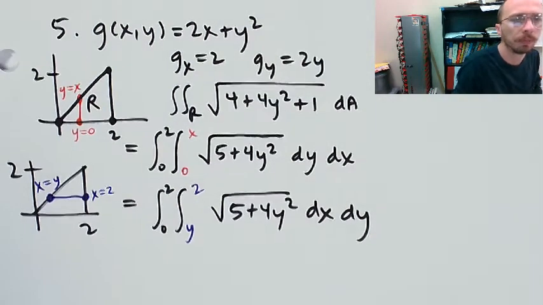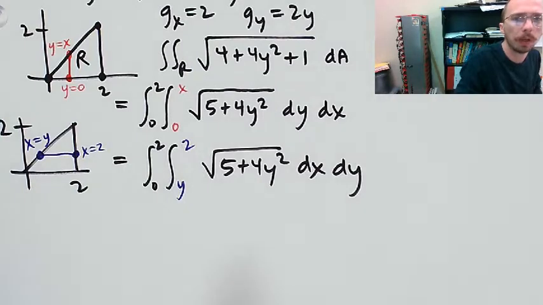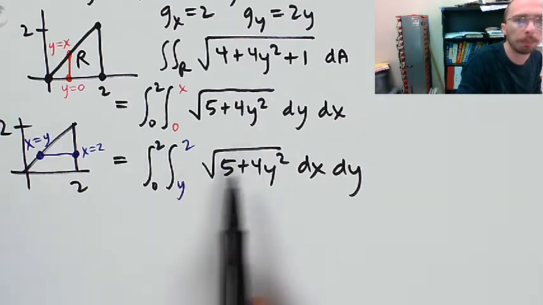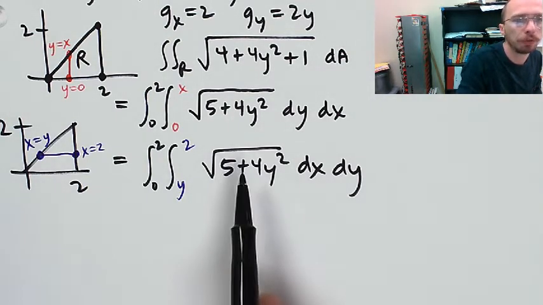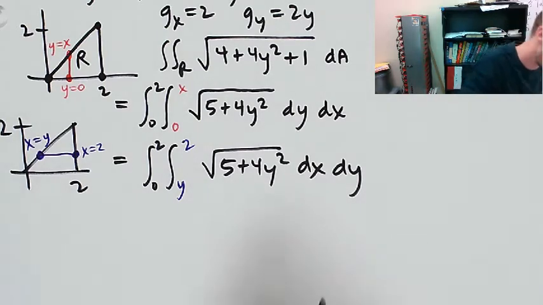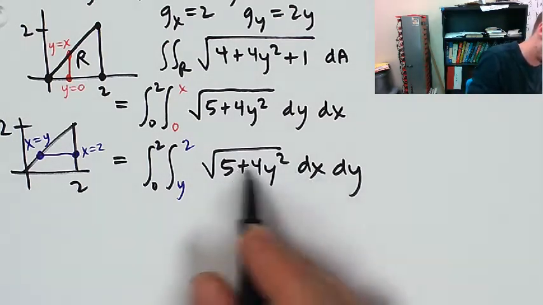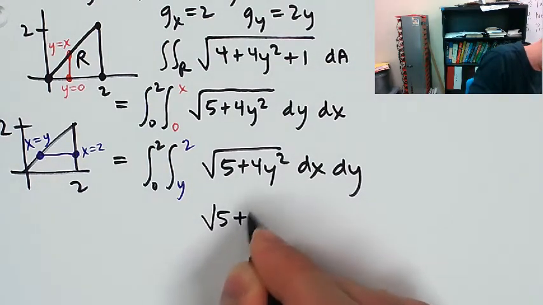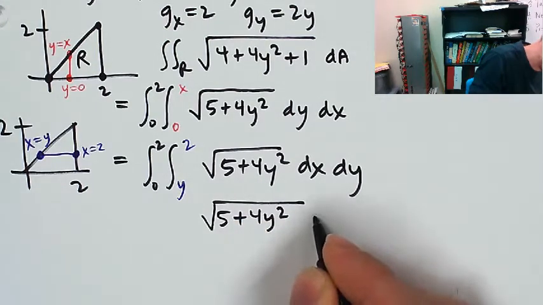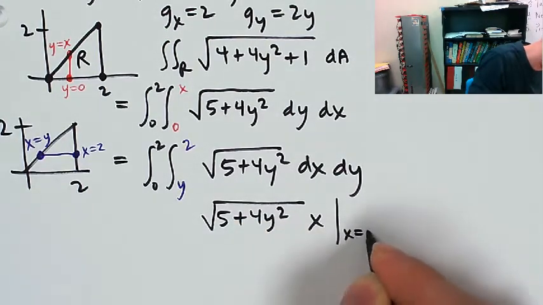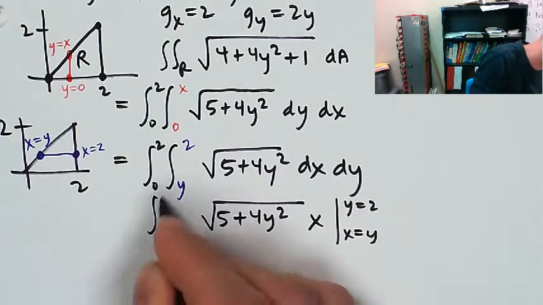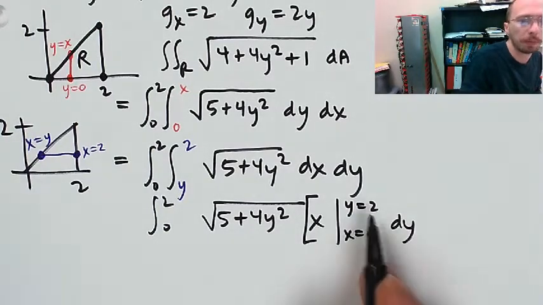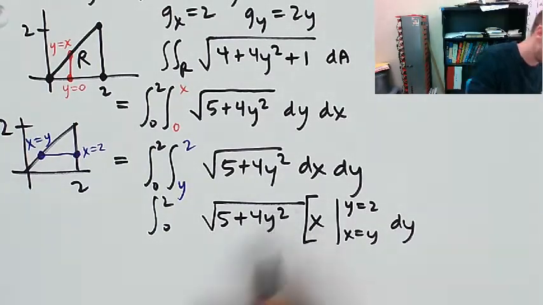Yeah, that 2 is going to be really troublesome. If it was just 0 to y, then I'd have been able to use the substitution on that, but that's not going to happen, so I'm going to have to use a calculator. So I'm going to anti-differentiate this with respect to x, and then I'll get the square root of 5 plus 4y squared times x, as x runs from y up to 2, and then I'm going to let that run from 0 to 2 with respect to y. All right, so I'm just going to introduce a 2 minus y on the outside of this.